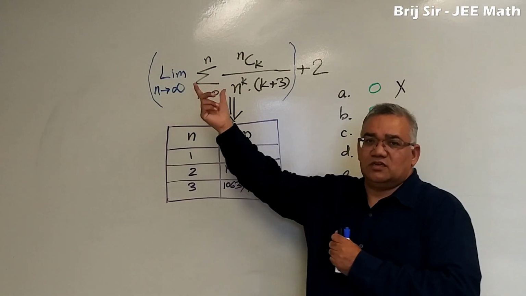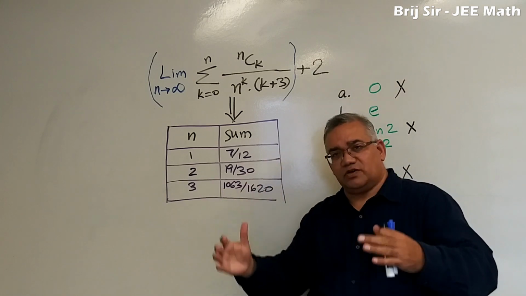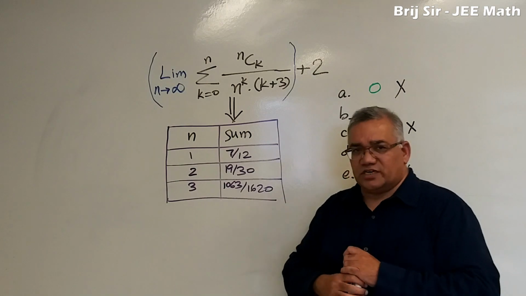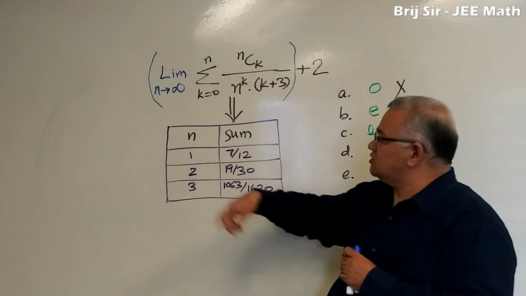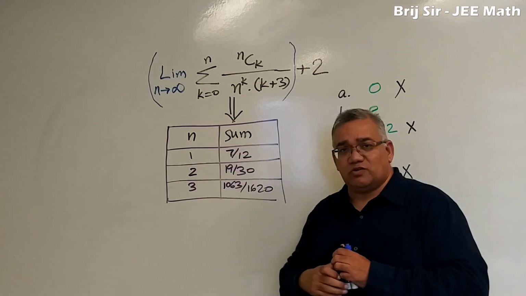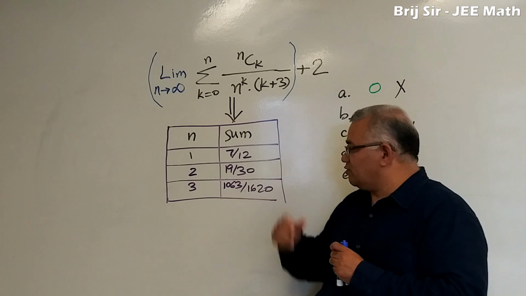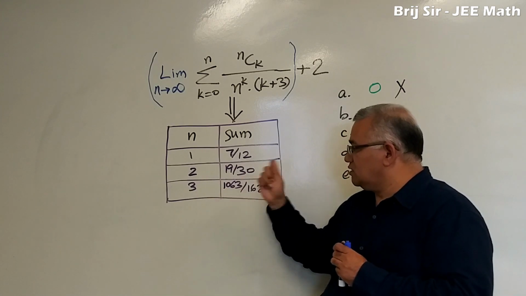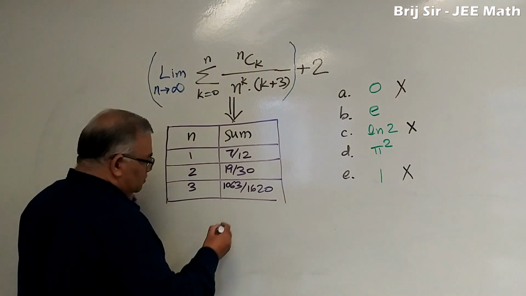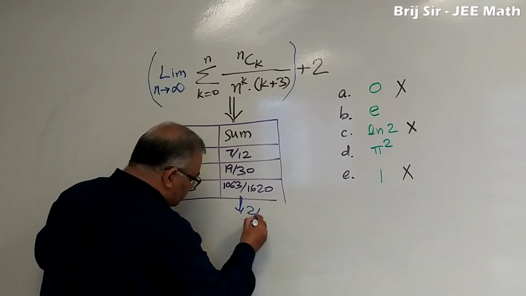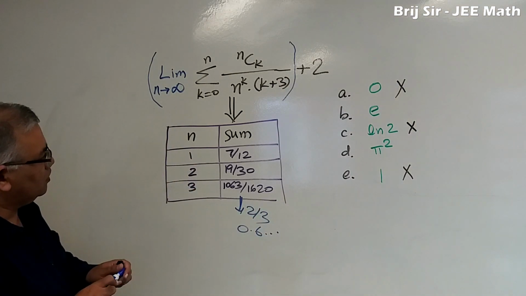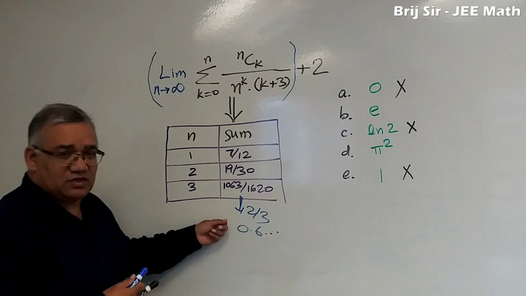Usually this series converges to a number when n is approaching infinity. So let's try to see what is happening. I take this series, put n equal to 1, and do it manually. The answer is 7 over 12. For 2, 19 over 30. For 3, 1063 over 1620. So we can say roughly this series is converging somewhere to 0.6 something. So the series is converging around this number.